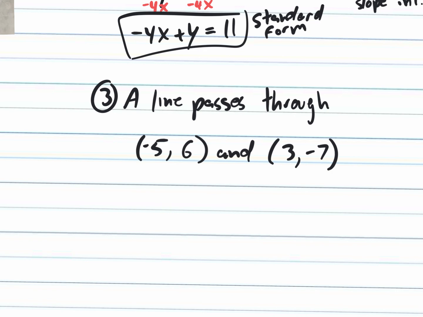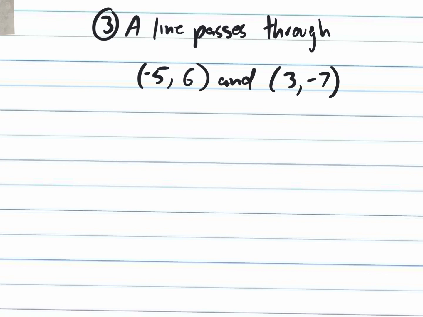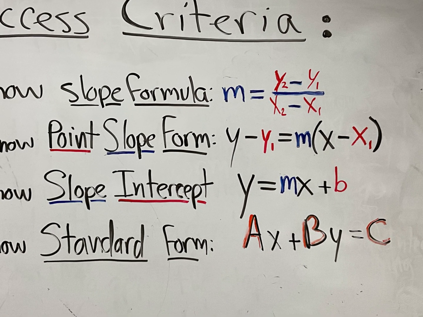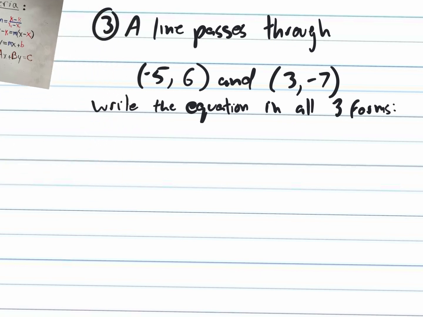We want to write an equation in all three forms. Okay, so let's write that down. We want to write the equation in all three forms. Okay, so what's the only thing we know how to do right now with 2 points? Yeah, the slope formula, right? And that's why on the success criteria, I start out with slope formula being the first piece of knowledge that you need. Because if I give you 2 points, you're going to use that slope formula to find the slope.